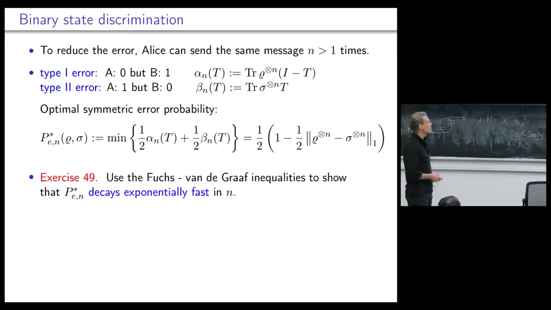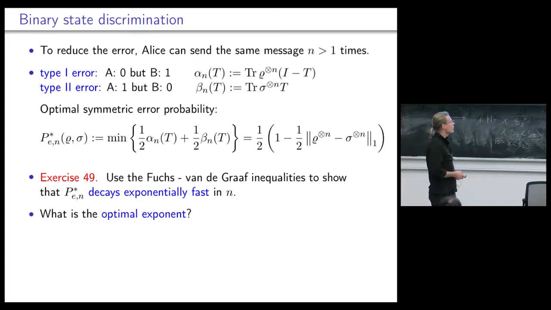And here's an exercise for you. There are these Fuchs–van de Graaf inequalities that relate the trace norm distance to the fidelity. I think they are quite well known. If not, see the ninth chapter of Nielsen and Chuang. And with that, you can very easily show that this error probability is going to decay exponentially fast as n goes to infinity. So that's very good. Exponential decay of error probabilities is good.